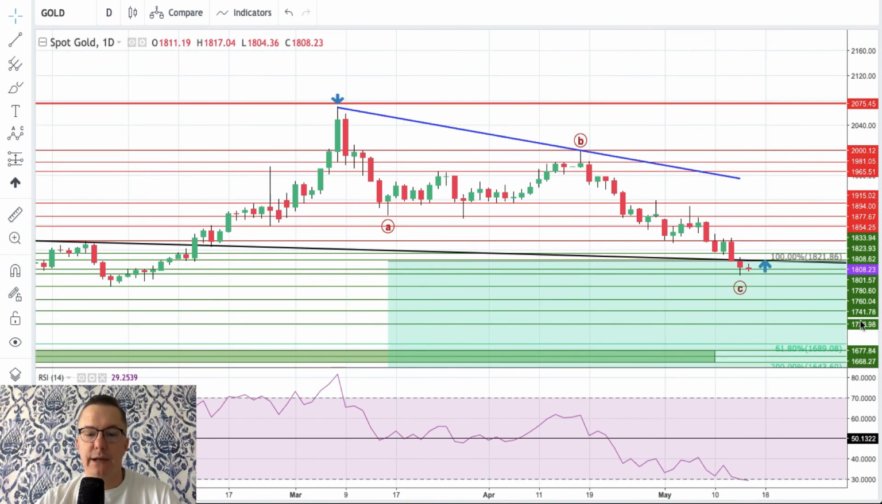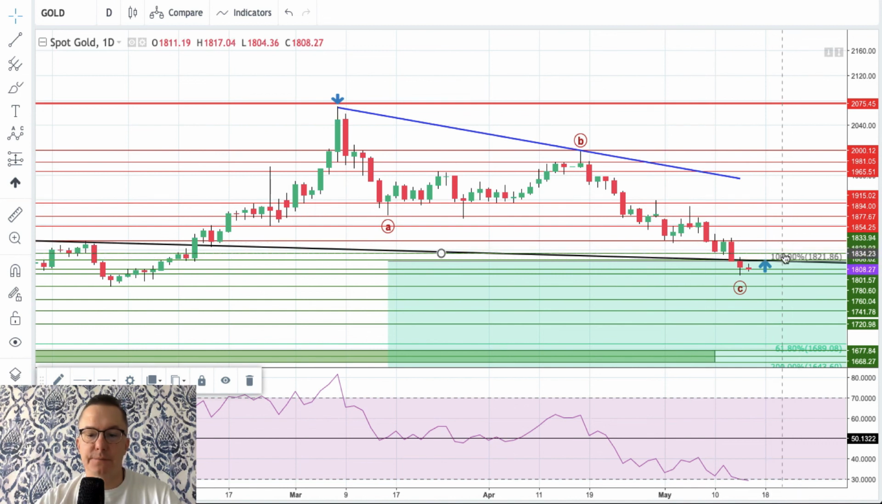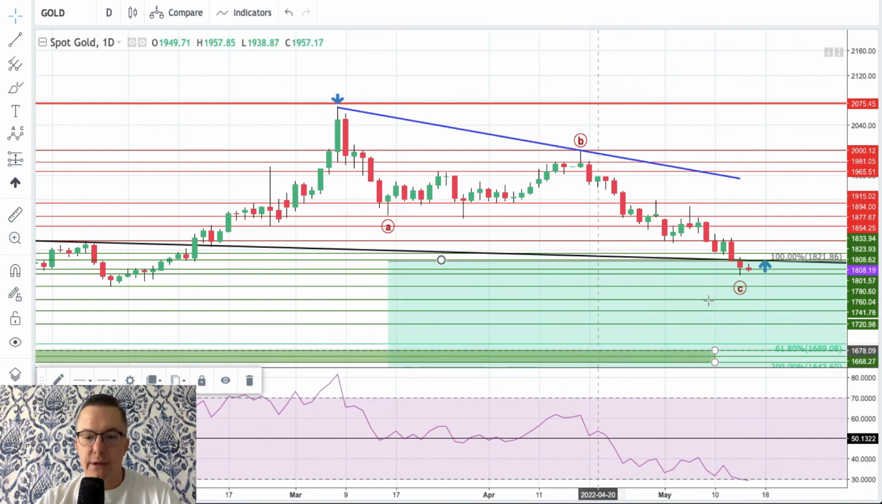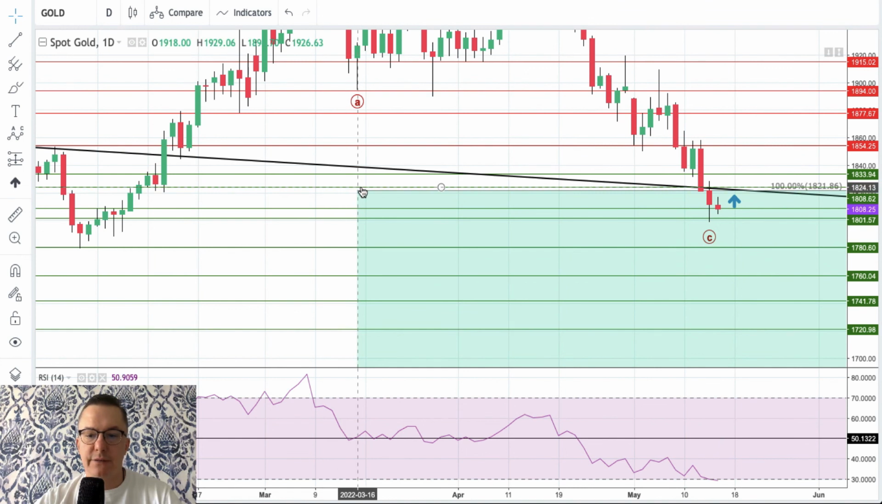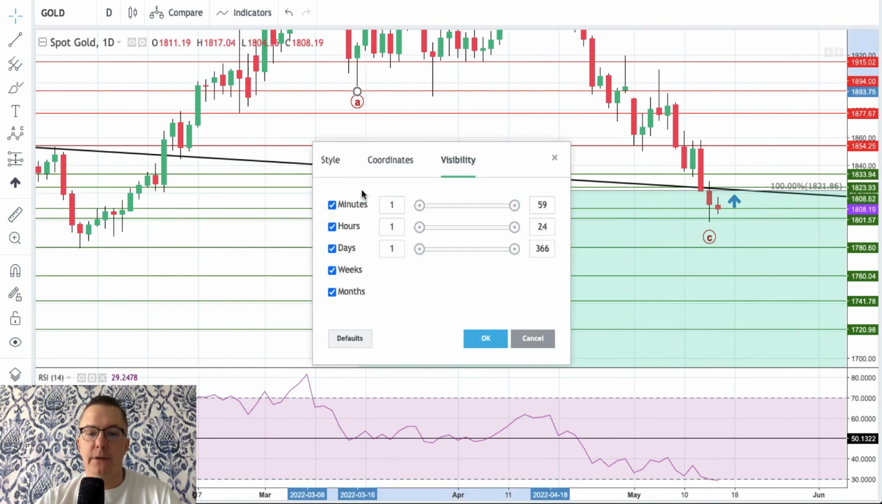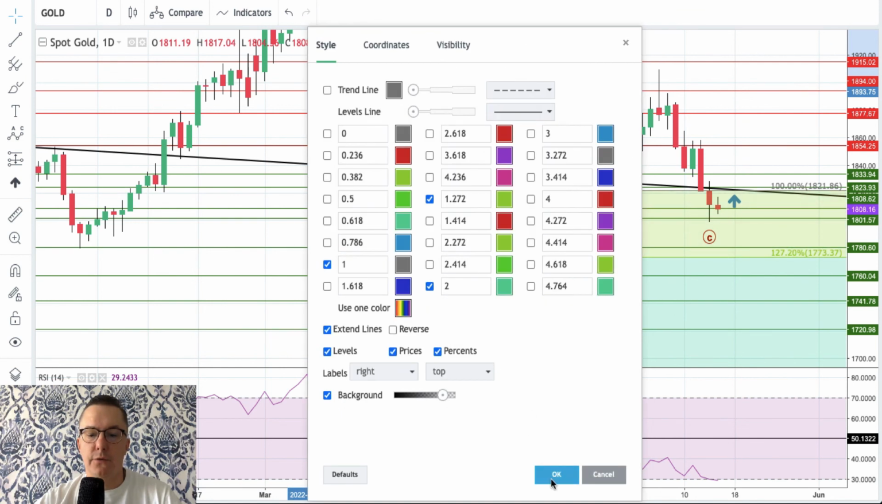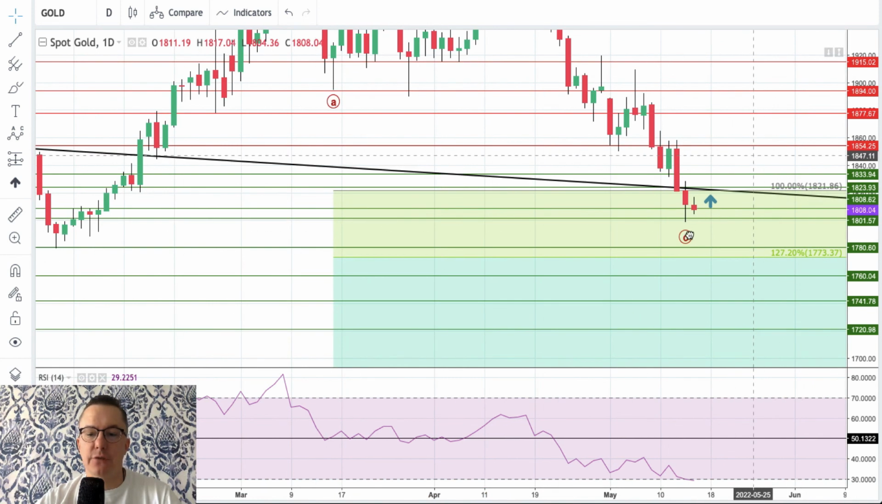Let me just find out. Well, we can say that another level would be 127. Let me just put some Fibonacci on the market. 127%, I need to zoom in, and 127% would be somewhere around the level of 1773. So this is the next extension of the wave C.